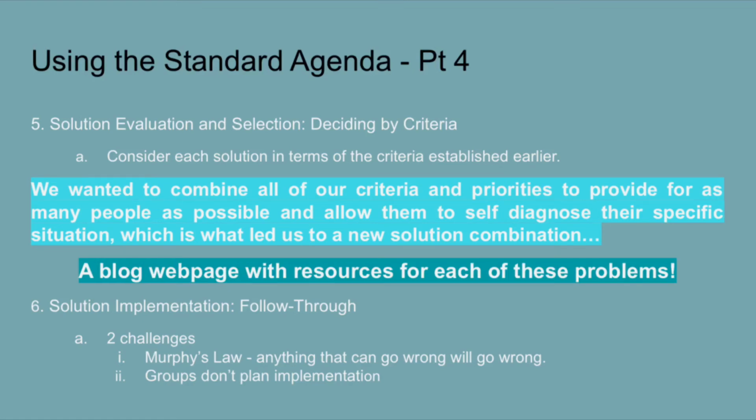The second challenge that often happens with implementation and follow through is that groups don't actually plan how they would implement this. When we spoke about it, we spoke about all the different options of platforms that you can create free websites on, such as Google Sites, and other ways that we could get the word out through social media and through other apps to get more and more people to be on our website. So that's how we use the standard agenda to solve our problem of how people can make the best of working from home.